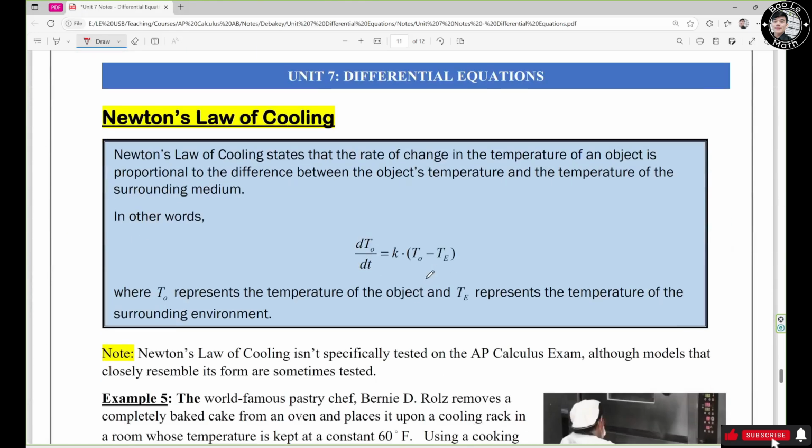Now let's move on to the next one. Newton's law of cooling. Newton's law of cooling states that the rate of change in the temperatures of an object, right here, is proportional to the difference between the object's temperatures and the temperatures of the surrounding medium. It's going to be right here, where T0 represents the temperatures of the object and Te represents the temperatures of the surrounding environment.